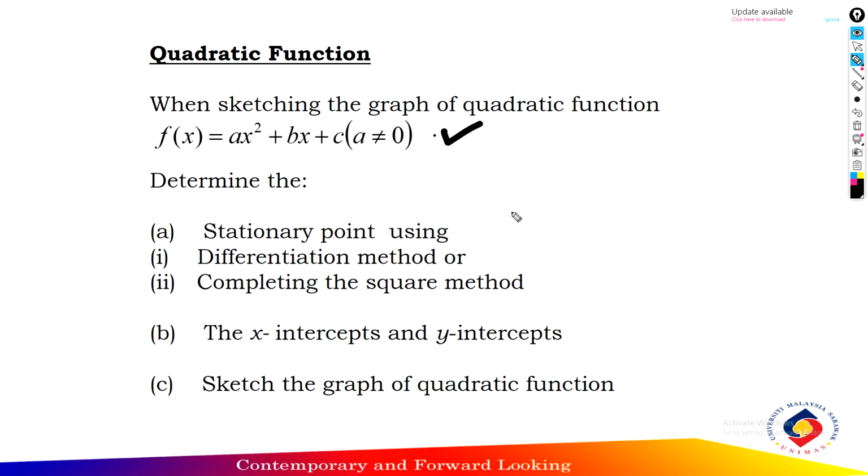Step 1, before you sketch the graph of the quadratic function, you find the stationary point of the function using the differentiation method, or second, using completing the square. Step 2, you find the intercepts of the function, the y-intercept and x-intercept of the quadratic function, and last you sketch the graph of the quadratic function. Okay.